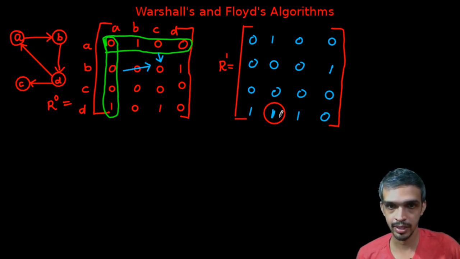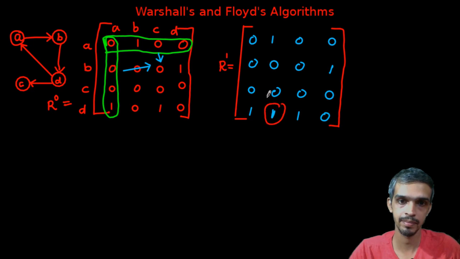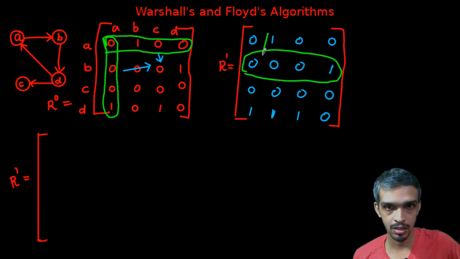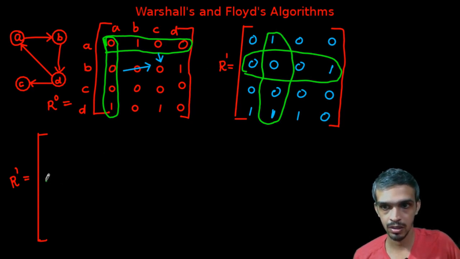So we have an extra one here. Second row and second column. So you select second row and second column. We write it as such: second row, 0, 0, 0, 1; second column, 1, 0, 0, 1.